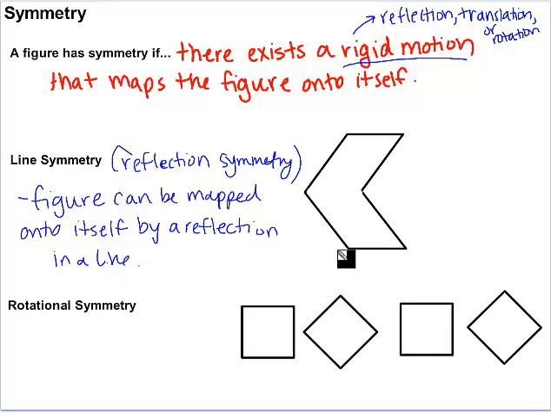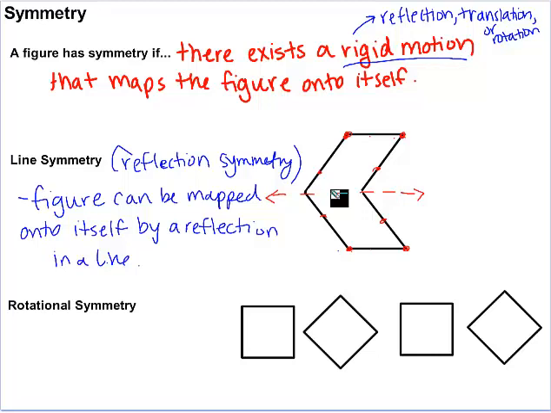So this diagram right over here is going to be an example of a figure that has line symmetry. If we put this dashed line, this figure maps onto itself. It reflects onto itself. So this point here is the exact same point as up there, reflected across the line. This point is the same here, reflected across the line, and so on and so forth. So this figure would be an example of line symmetry.